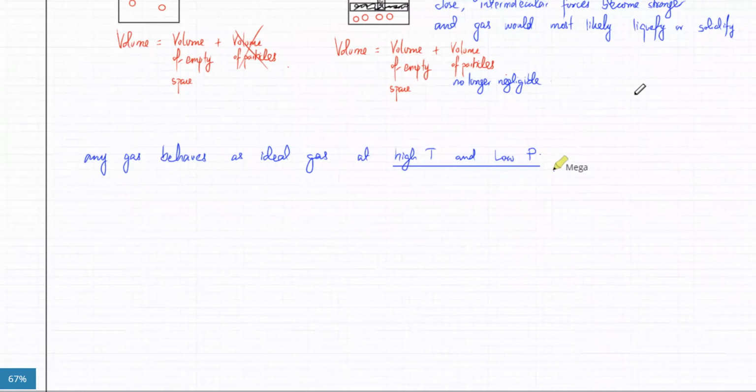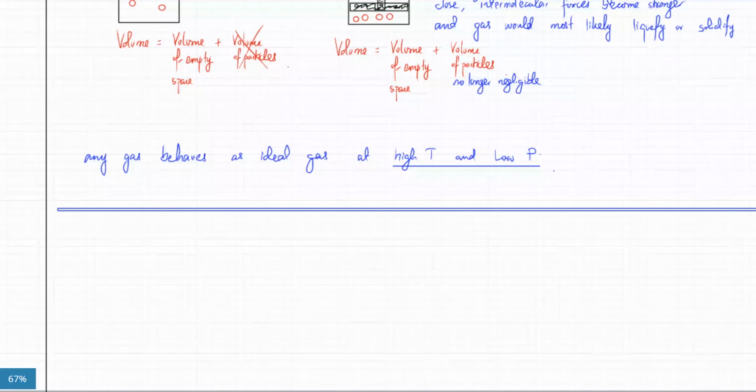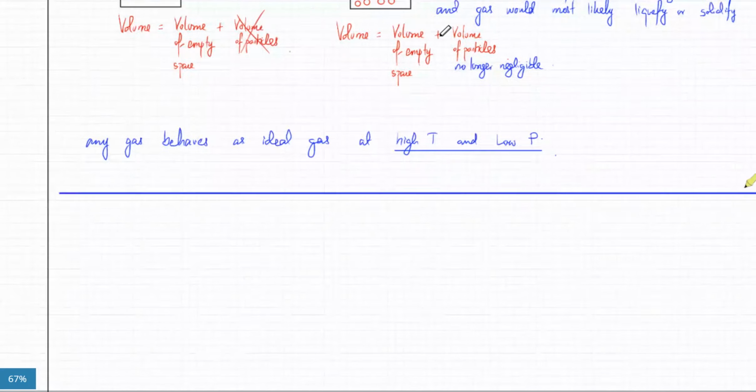So is this point clear? These two main assumptions. Yes or no? Is this clear? So is this clear? Yes. So the next thing we're going to deal with is the other formulas. So you deal with these two assumptions.